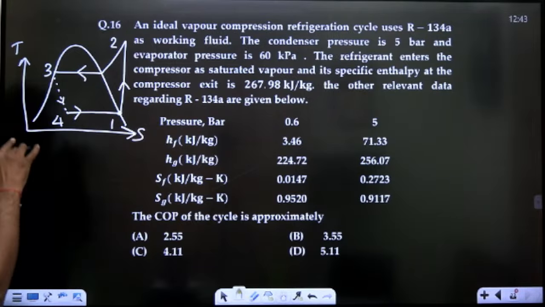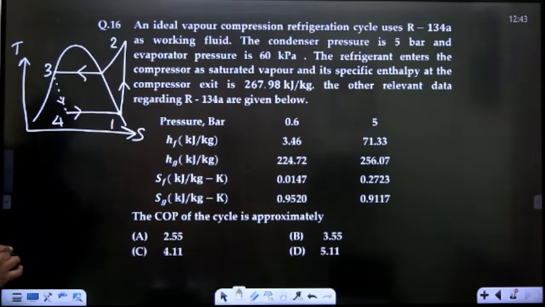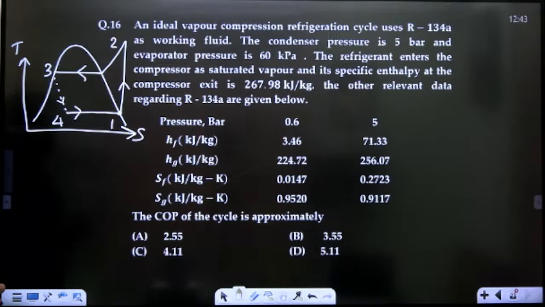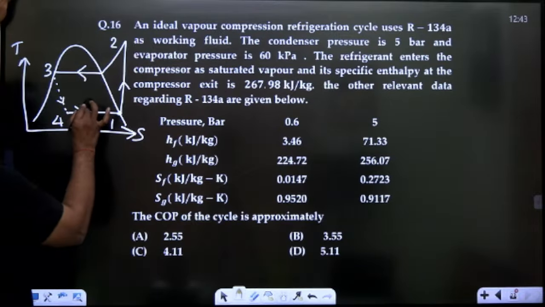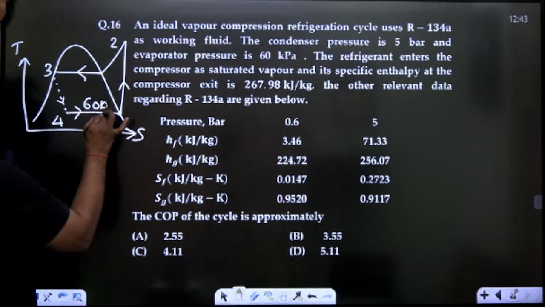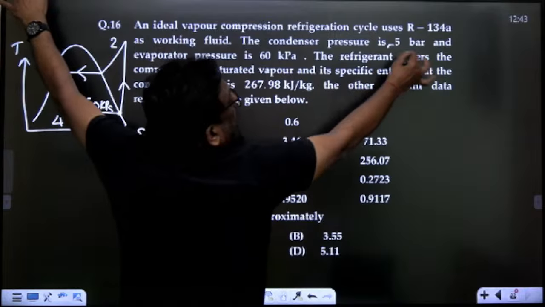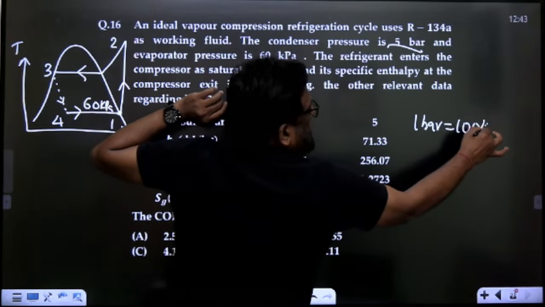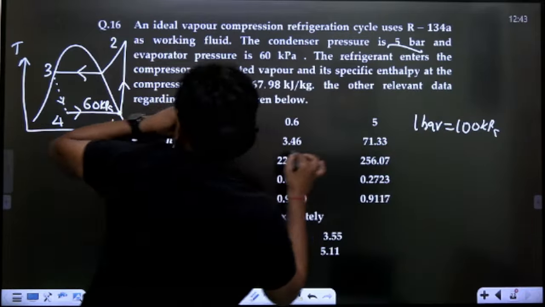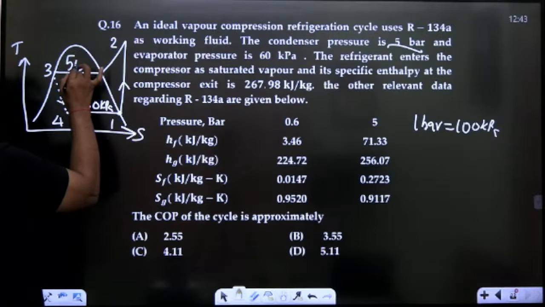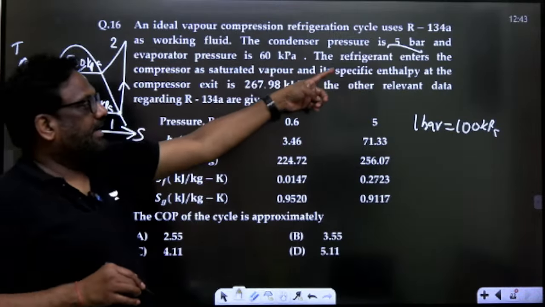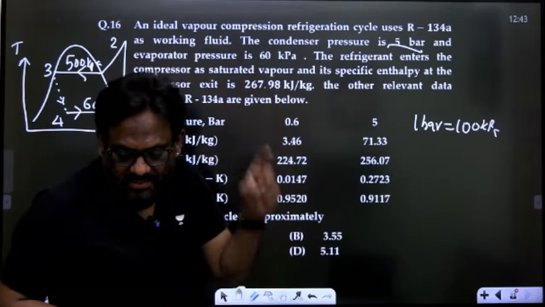Yes, tell me sir. What is the lower pressure? The lower one is 60 kilopascal. Upper is 5 bar. 1 bar is 100 kilopascal, so 5 bar is 500 kilopascal. Don't think that 5 is less, no, it is in bar. Did everyone understand, sir?